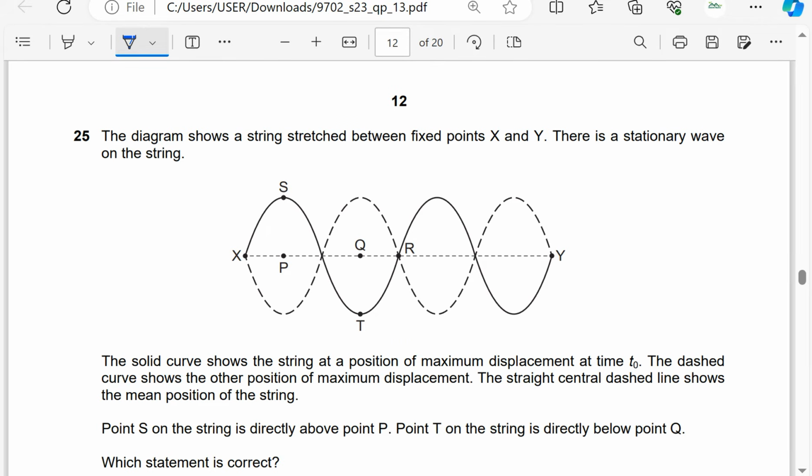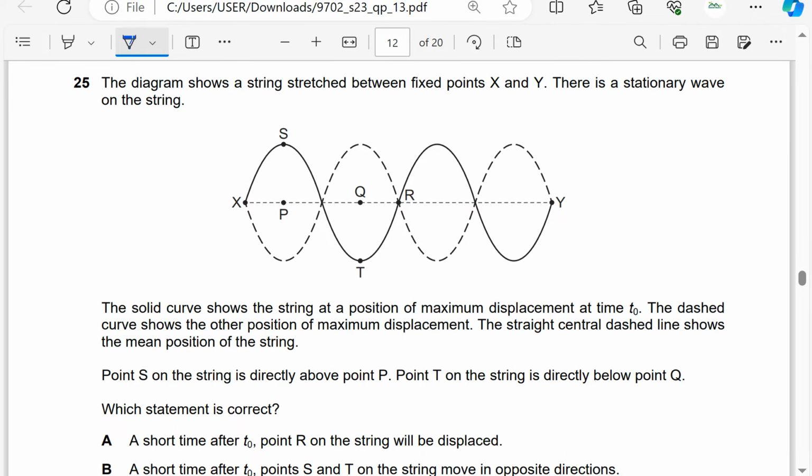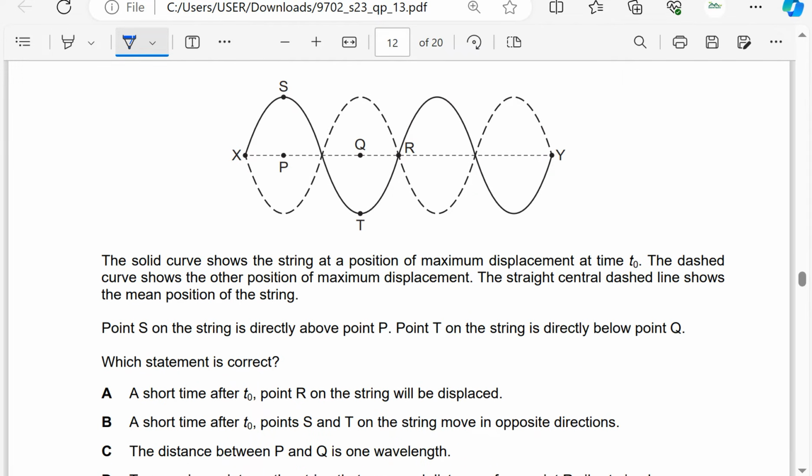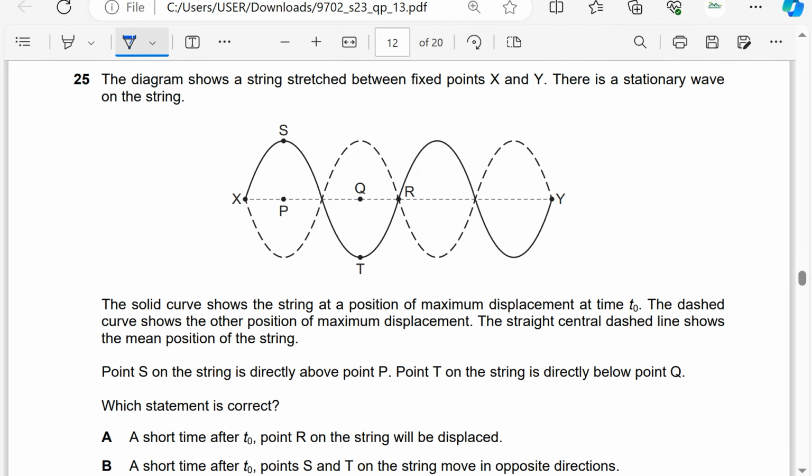The diagram shows a string stretched between fixed points X and Y. There is a stationary wave on the string. The solid curve shows the string at a position of maximum displacement at time t equals 0. The dashed curve shows the other position of maximum displacement. A straight central dashed line shows the mean position of the string. Point S on the string is directly above point P. Point T on the string is directly below point Q. Which statement is correct?